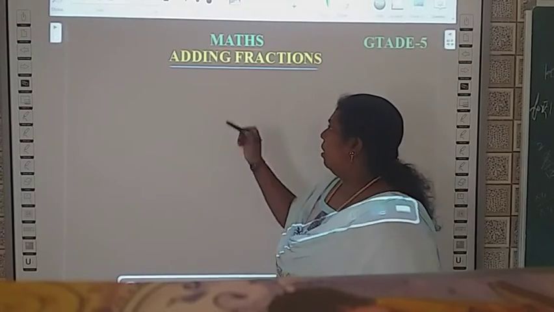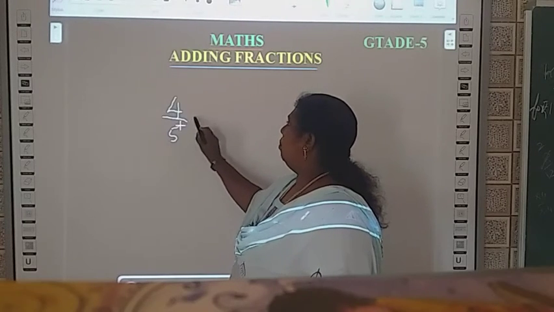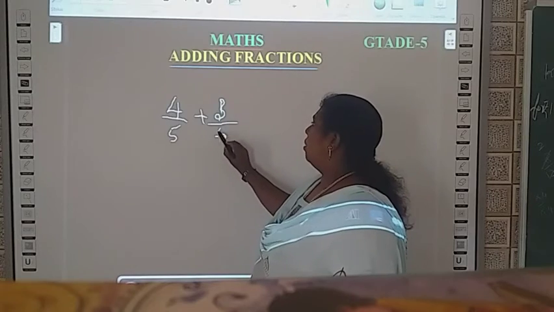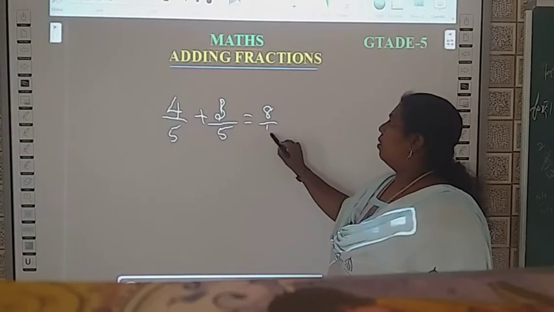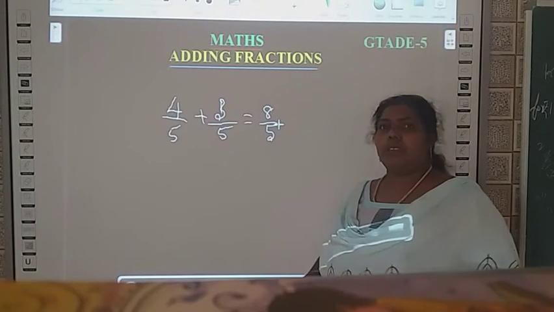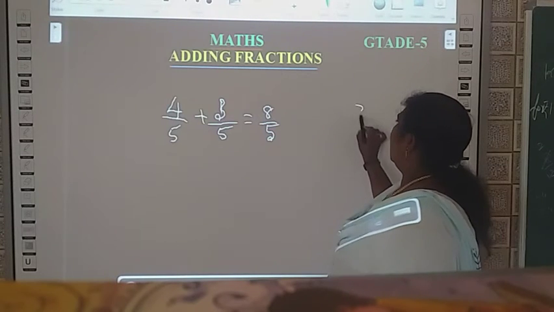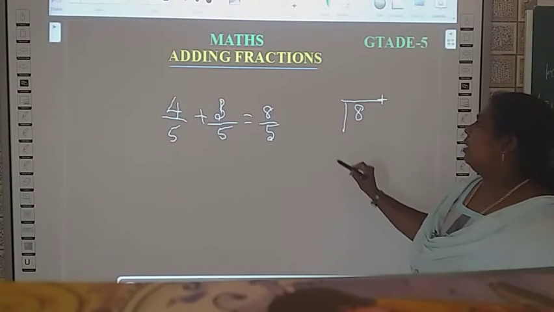It's very simple. For example, 4 by 5 plus 4 by 5. So what we will get? We will get 8 by 5, right? This is an improper fraction. If it is an improper fraction, we can change it to a mixed fraction, isn't it? How can we change it? We have to divide, normal division, that is the long division method.